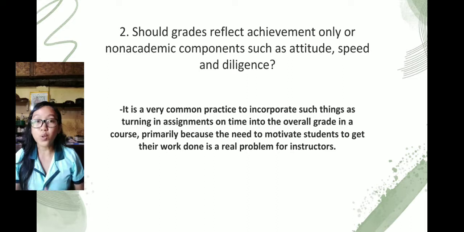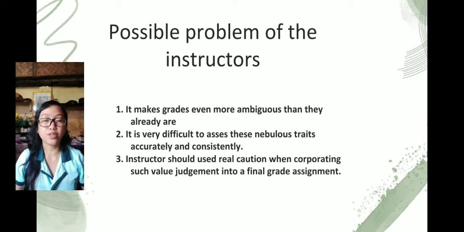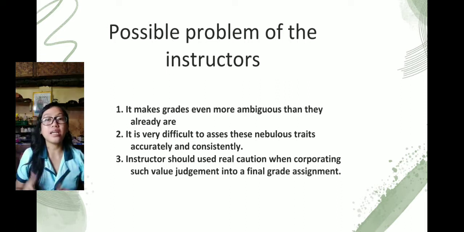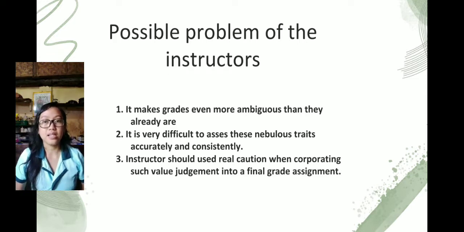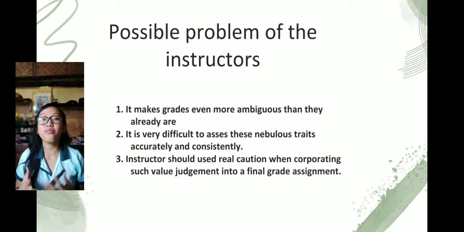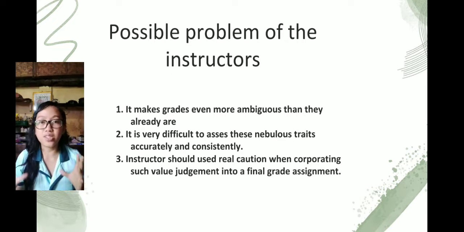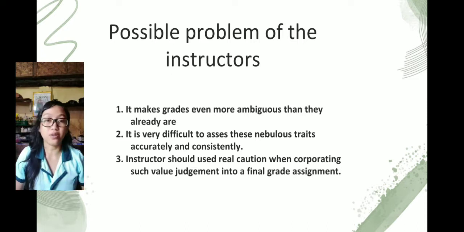And it is appropriate that grades can reflect such values, timeliness, and diligence, because it adds to the competence in the material. And there are problems now for the instructors, which is it makes grades even more ambiguous than they already are. And it is very difficult to assess this nebulous trait accurately and consistently. So, instructors should use real caution when incorporating such value judgment into a final grade assignment. It's hard to assess these traits. That's why instructors must use real caution when incorporating final grades.